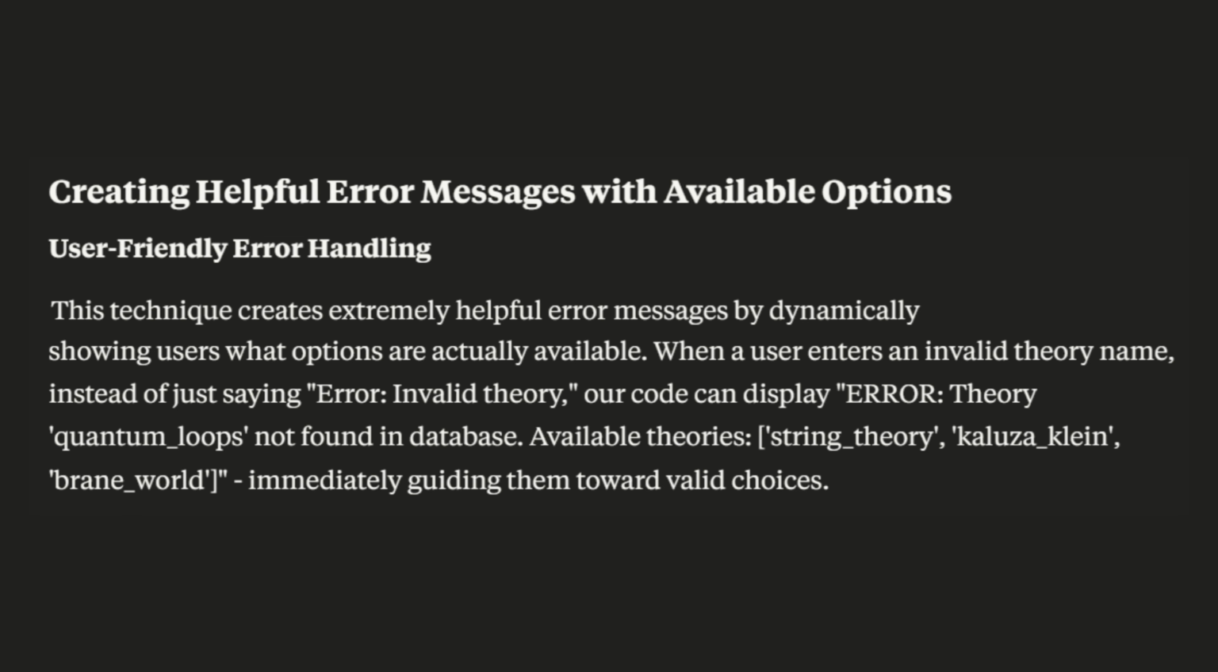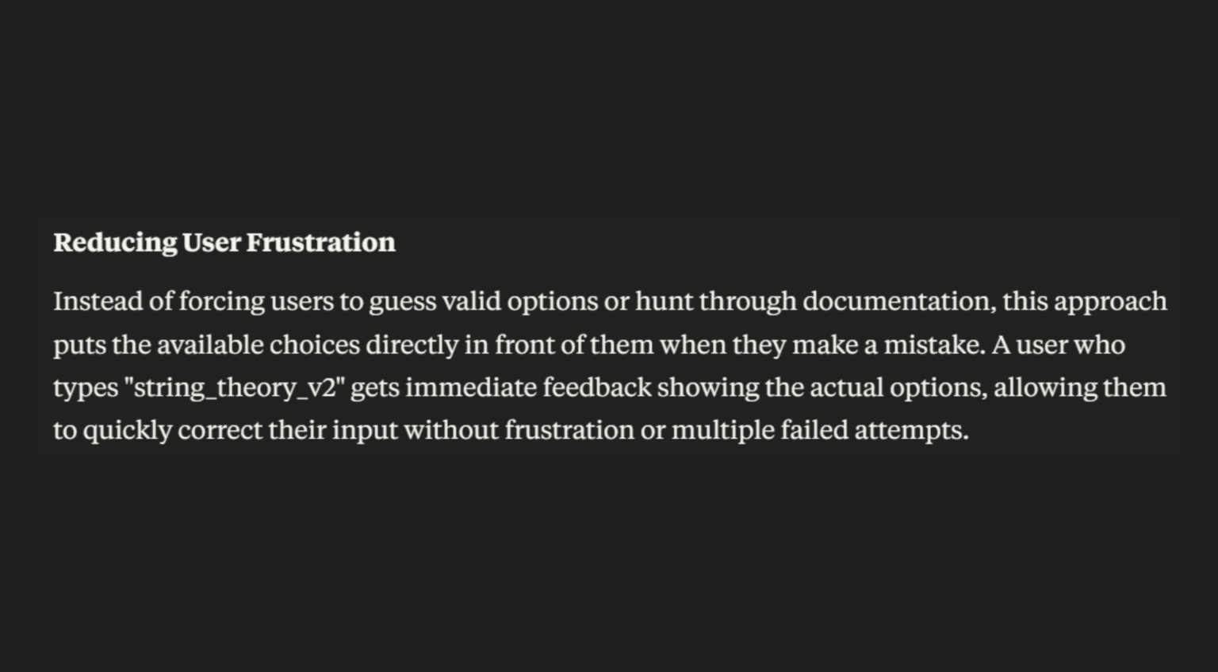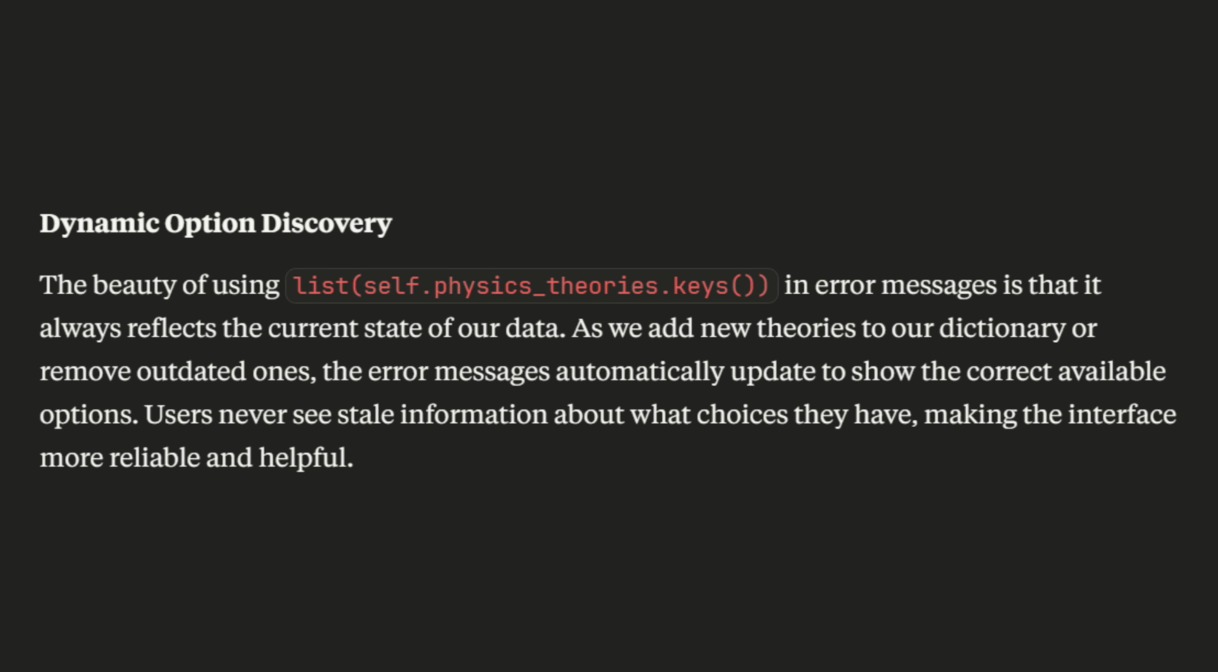When a theory is not found, instead of leaving users guessing, the system displays all available theory names. The combination of list and keys within F strings enables a dynamic help text generated from data structures. Your error messages automatically stay current with your data. If you add new theories to your database, the error message updates automatically without code changes.